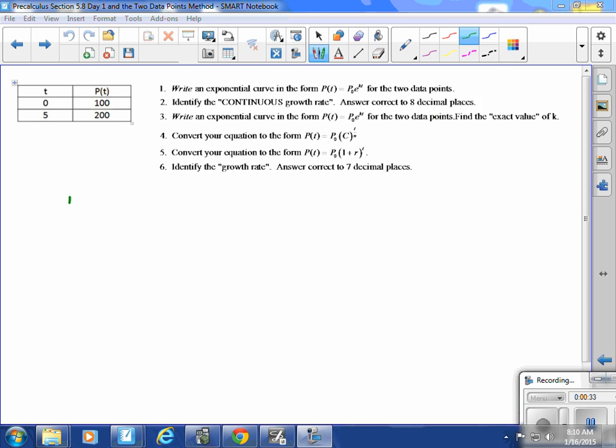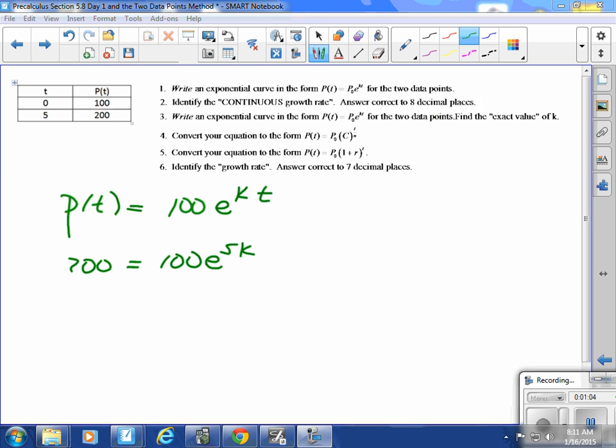We're going to start by just saying P of t is 100 times e to the kt. And then, because my goal is to solve for k, I'm just going to take my second data point and plug that in to the equation I'm working with. So right now, my second data point is that the P of t value is 200, and that's got to be 100 times e to the 5k.